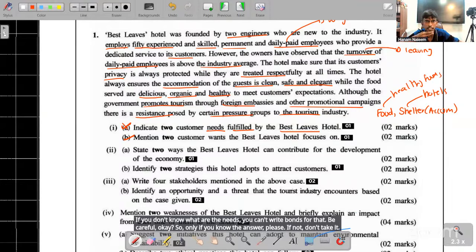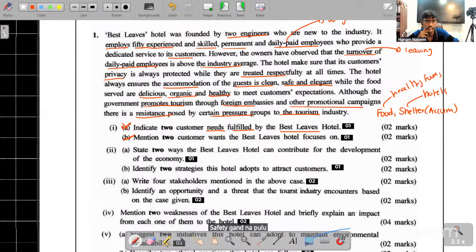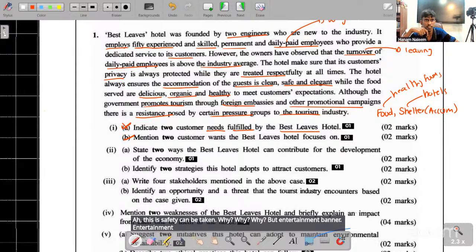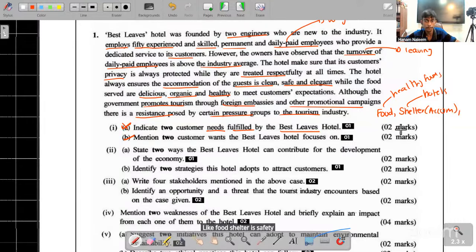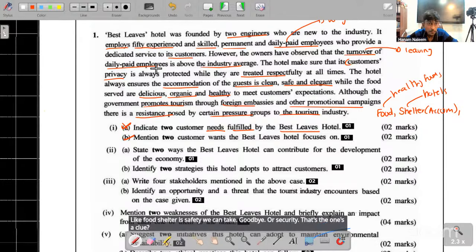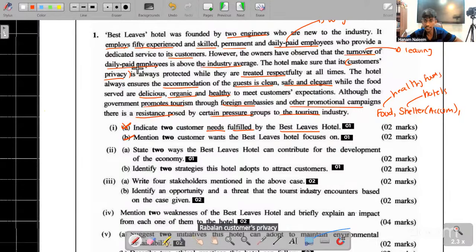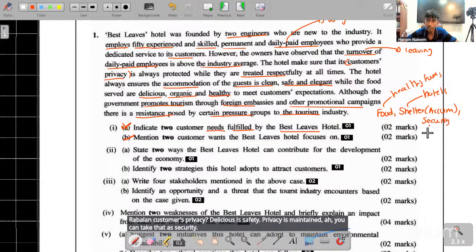Safety. Can we take safety here? Yes, safety can be taken. Entertainment, we don't have a proper clue. Safety, there's a good clue. Food, shelter, and yes, safety we can take. Good one. Or security. What's the clue? Customers' privacy. That is safety. Privacy is maintained. You can take that as security. So as an example for one, you can say customers' privacy is protected.